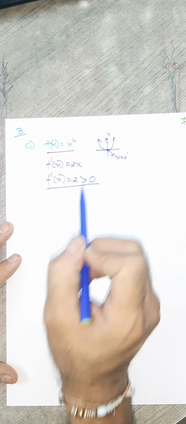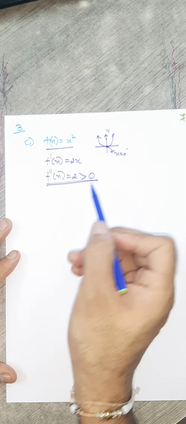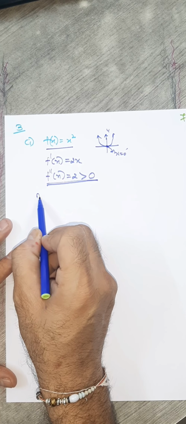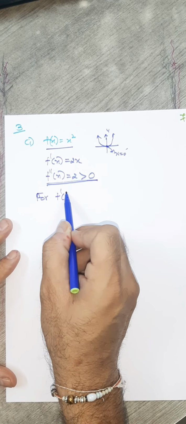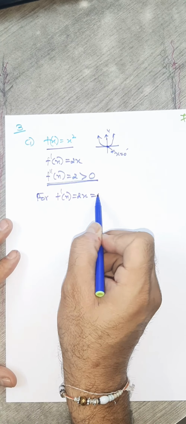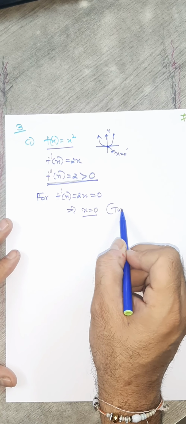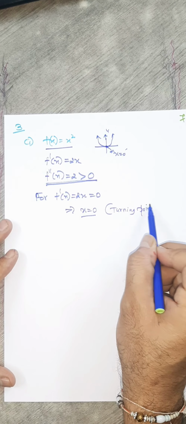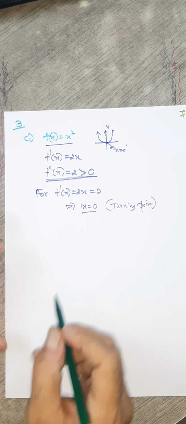That means the function will always have a minimum value, right? This is never negative. Now for f dash x equals 0, that is 2x equals 0, it implies we get x equals 0. So this is, in our language, the turning point, right? There is only one turning point. The graph has only one turning point, at x equals 0.